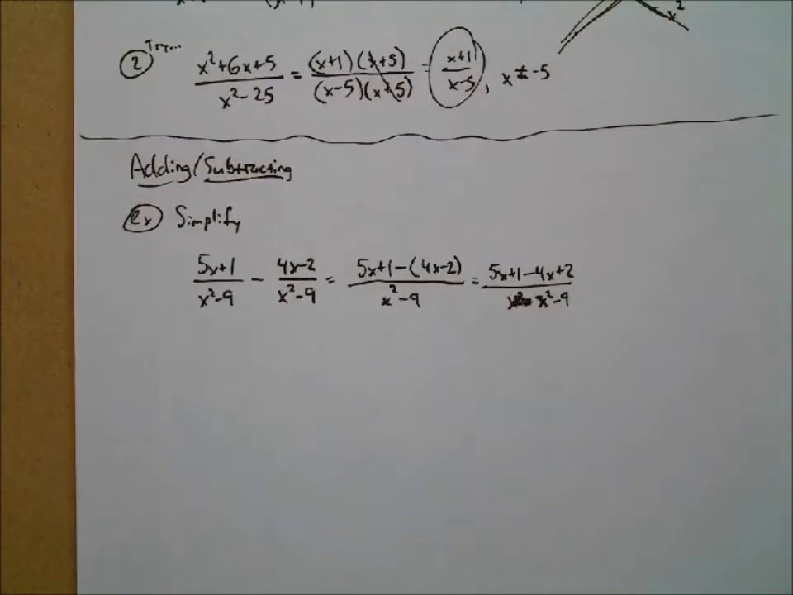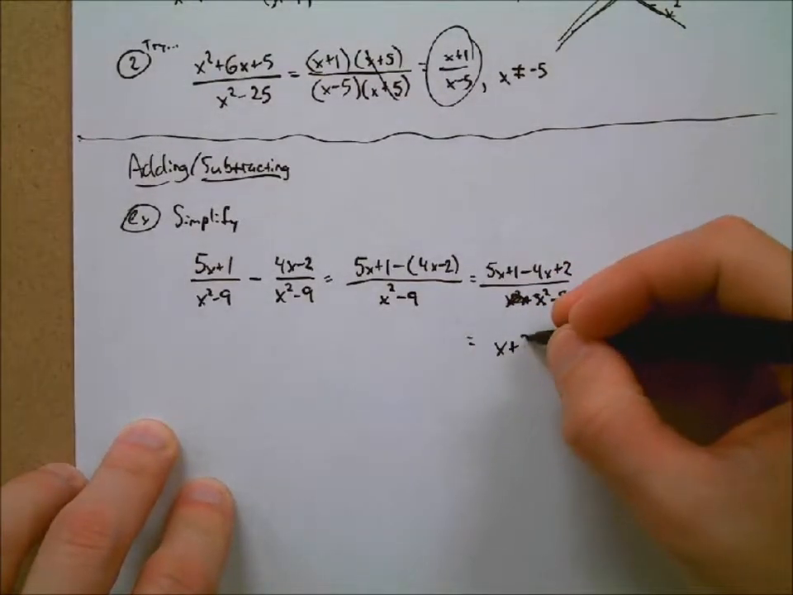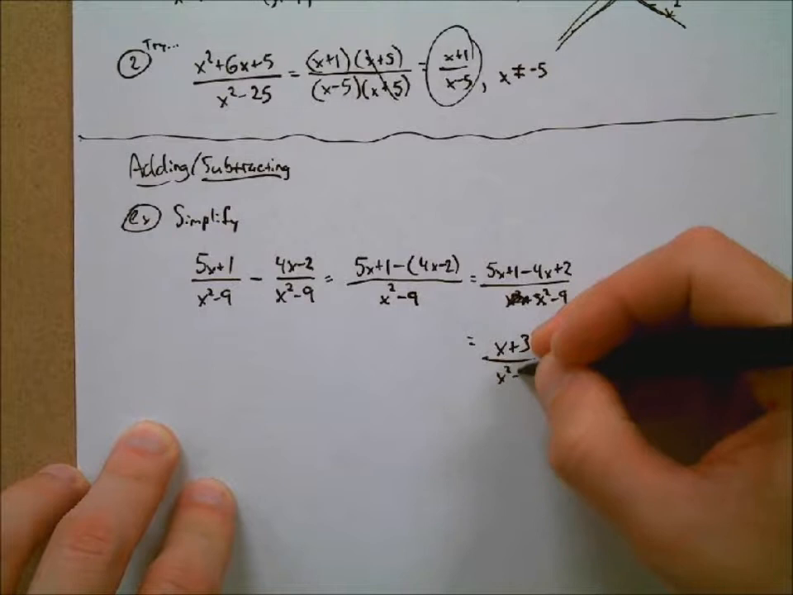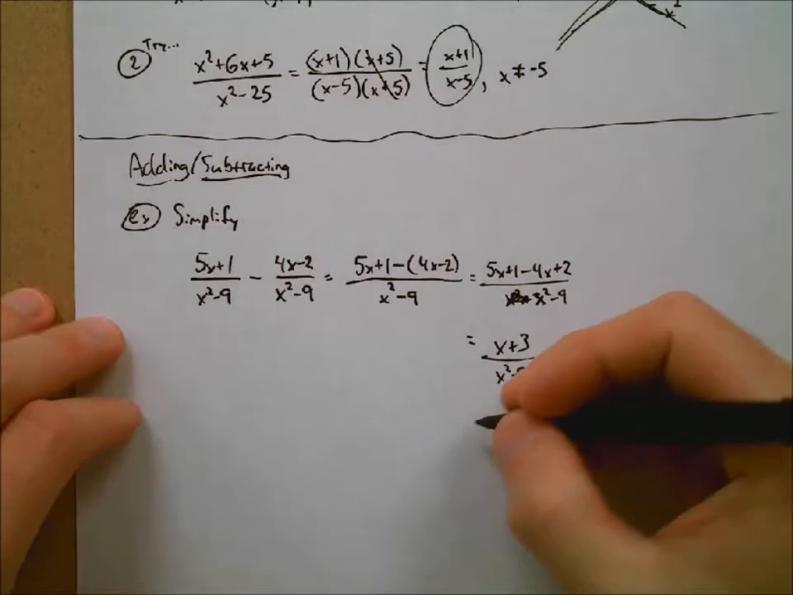All right, and now you can combine like terms, right? So we get, what, x plus 3 over x squared minus 9, right? Okay. And so we're done. There's our simplified form, right? No. No. Oh, I can't trick you guys. All right, so what can we still do here?